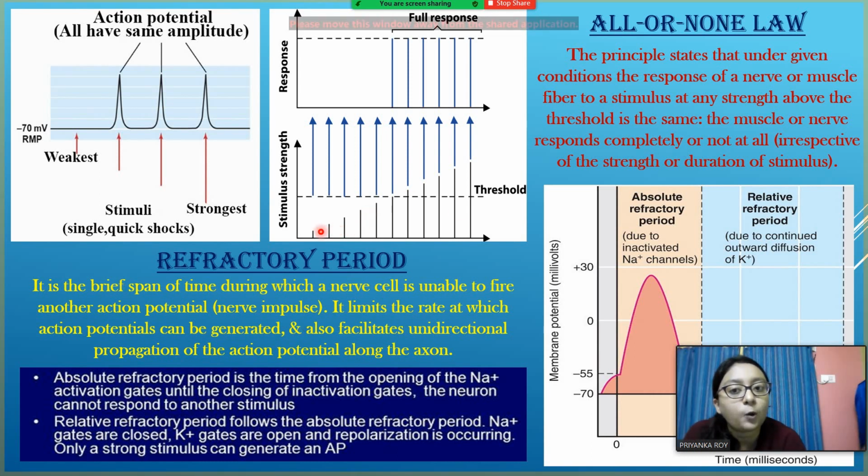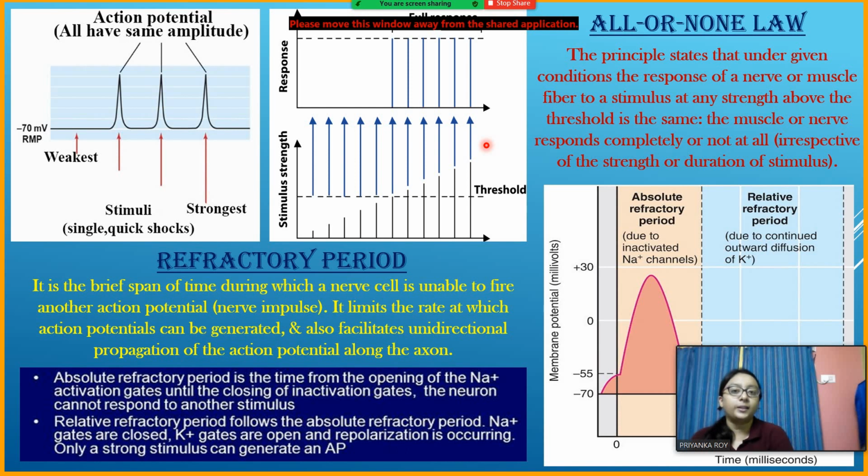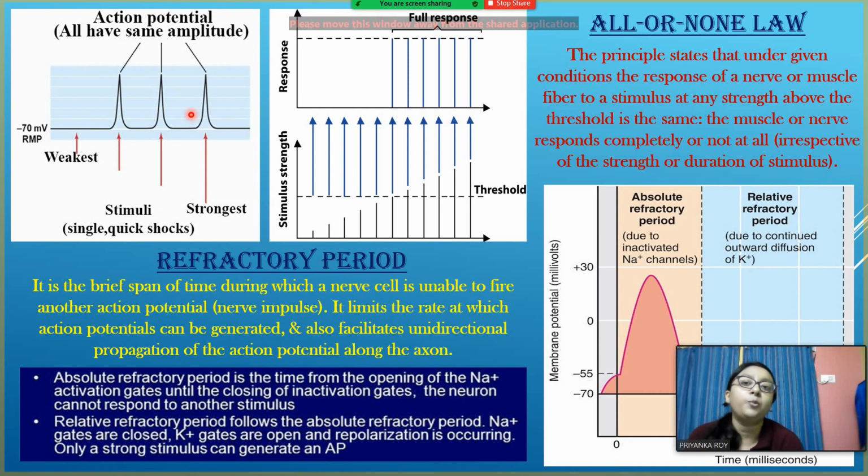So no matter how much we increase the strength of the stimulus or the duration of the stimulus, the action potential peak will always look the same. So the response will always be at the same level. It will be either a full action potential or no action potential at all. That depends on the strength of the stimulus, whether it is strong enough so that the membrane potential can cross the threshold value, that is minus 55 millivolt. If it is not so, then it will not create any action potential.